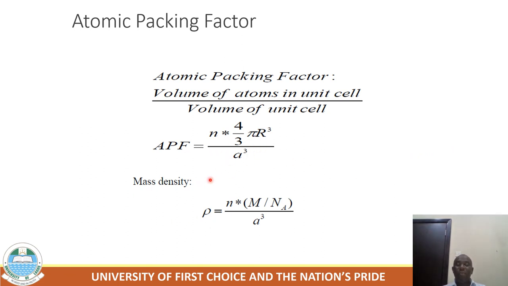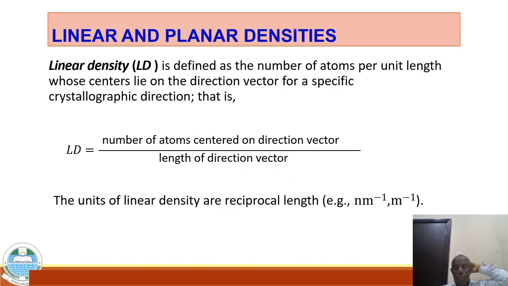And for mass density, you have the Avogadro's number, molar mass, the number of atoms, then divided by the volume. This is how you characterize your materials or your crystals, as it were. And this now takes us to another concept that we call the linear and planar densities, which is defined as the number of atoms per unit length whose center lies on the direction vector for a specific crystallographic direction. So the number of atoms on that direction vector divided by the length of the direction vector, and that is what we call LD.